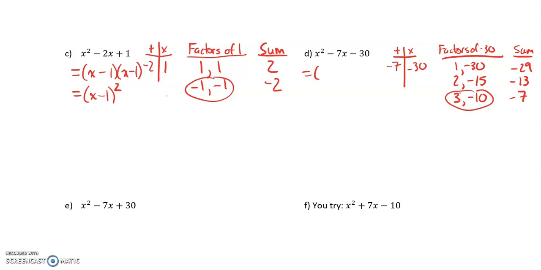So go ahead and we're going to write x and x, and then the first factor is positive 3. The second factor is negative 10. And there's your final answer. Again, you could have written that as x minus 10 times x plus 3.